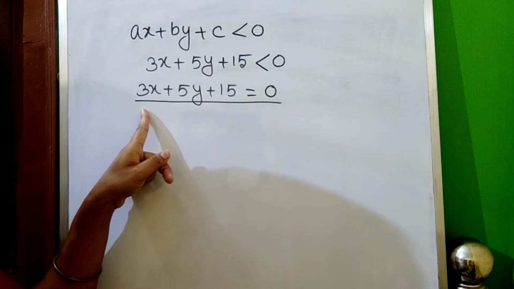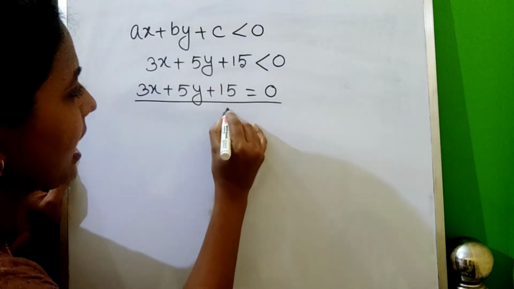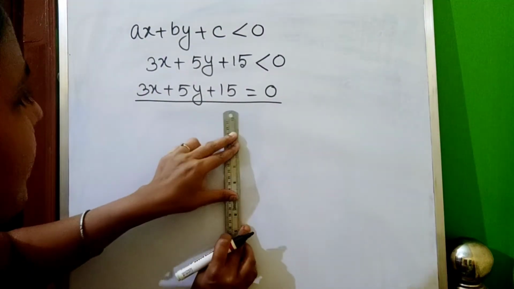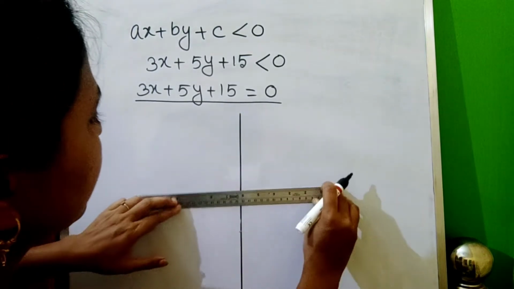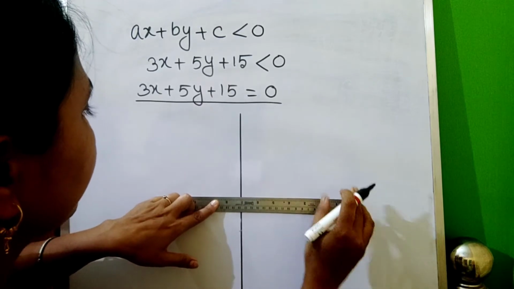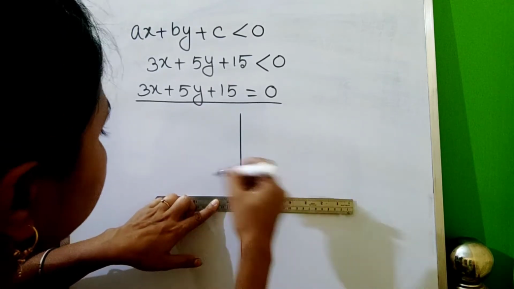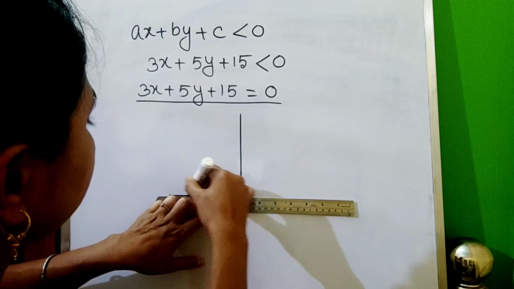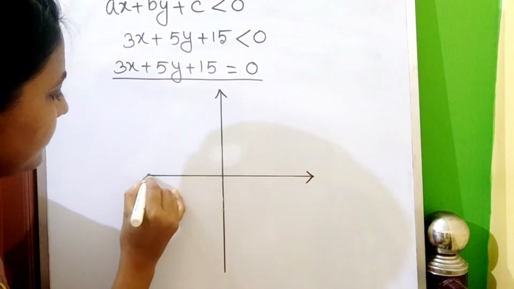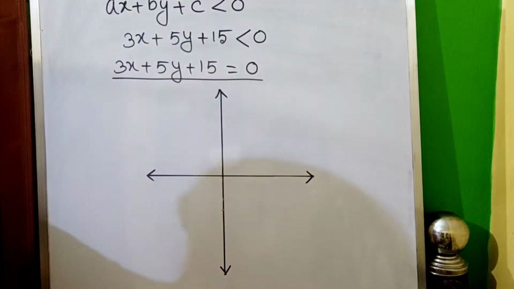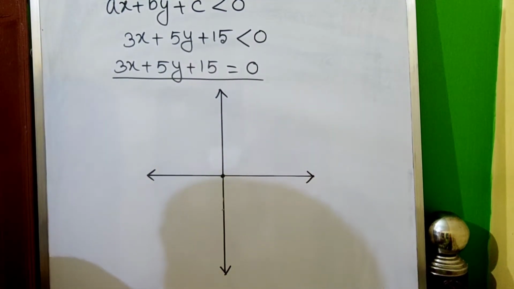For this you need a graph paper for sure. I am not using graph paper here; I am using my board and the scale. So I am drawing the graphical system. This is the graphical system. This one is the origin point. You take your own scale, whatever is convenient for you.